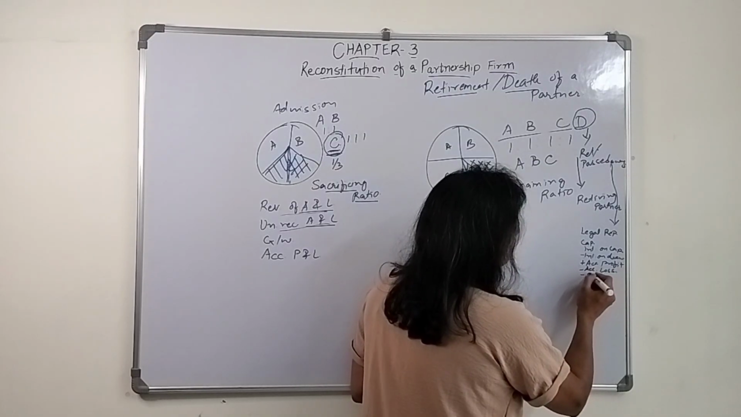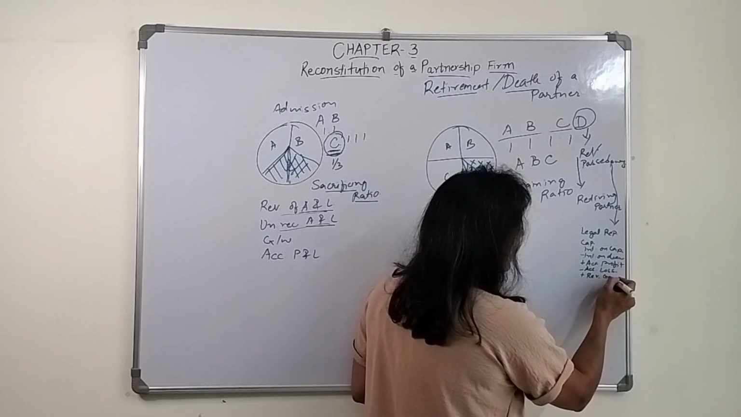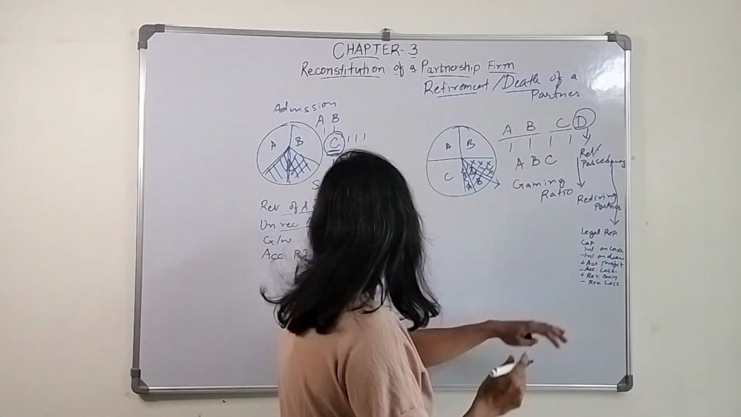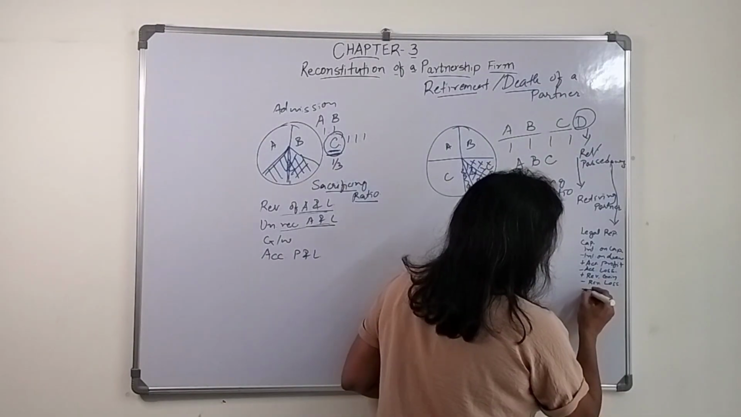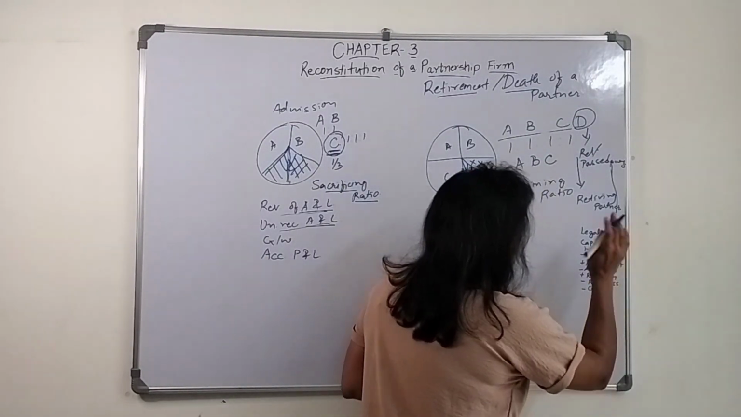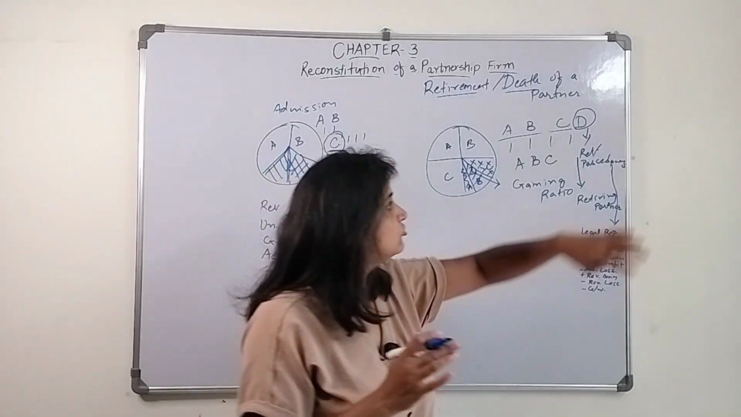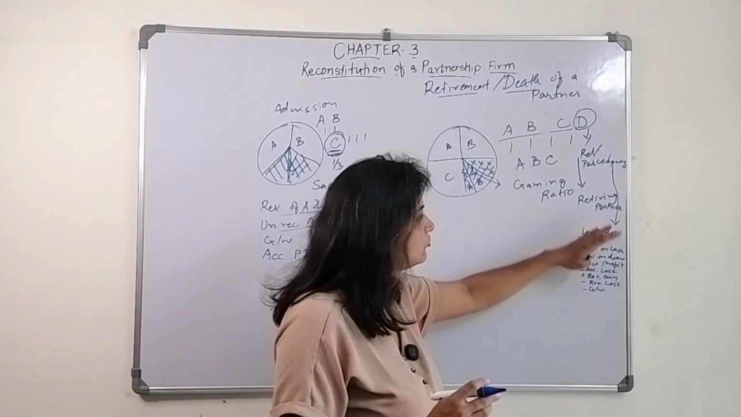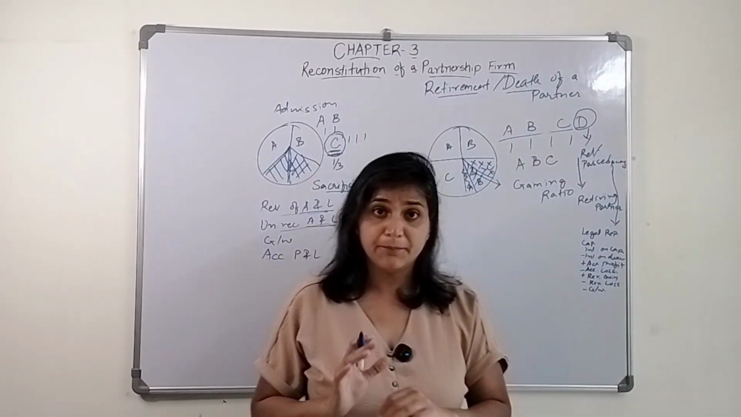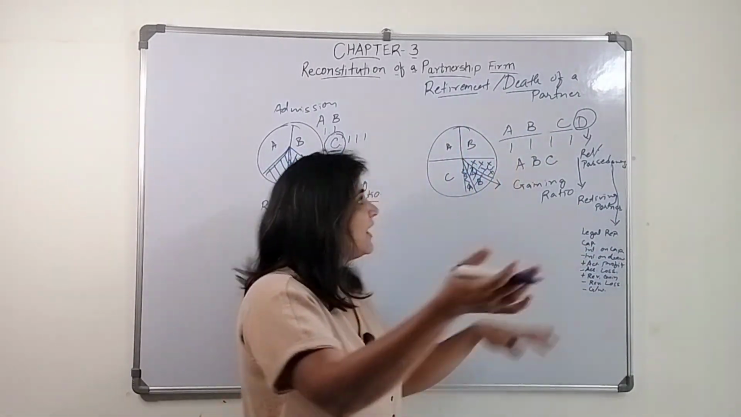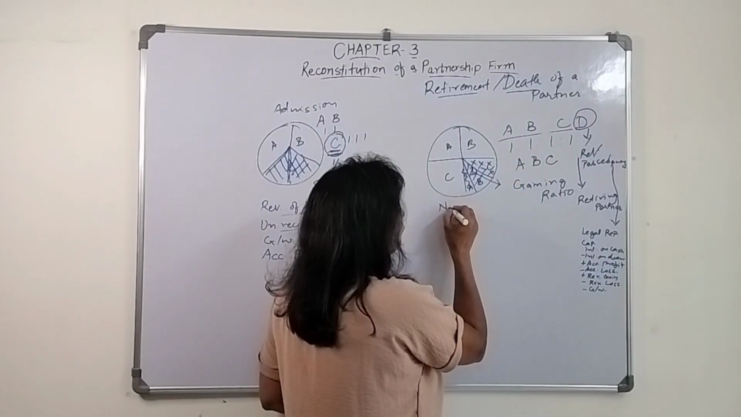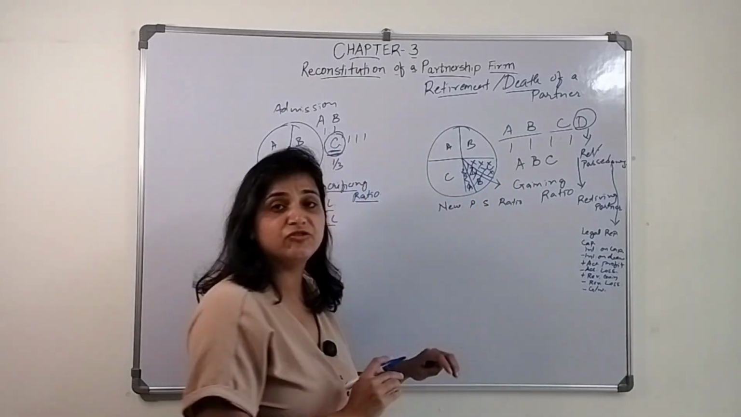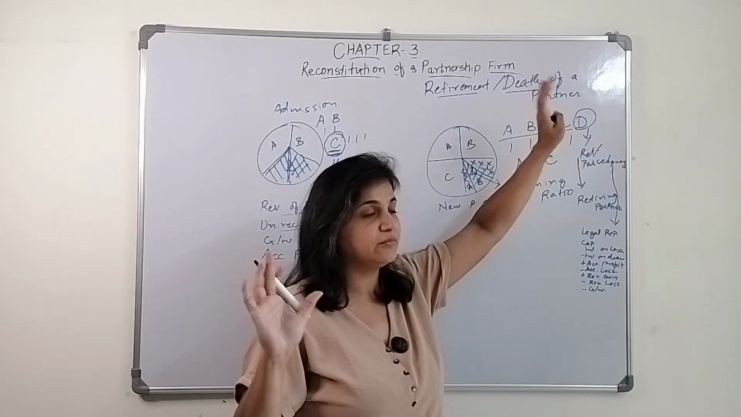Then there will be a revaluation gain which we will add, or there could be a revaluation loss which we will deduct. So all these things, if there is an existing goodwill, whichever belongs to that particular partner who has retired or passed away, we need to give to that partner. And now A, B and C will have a new profit sharing ratio, because D has exited from the business.